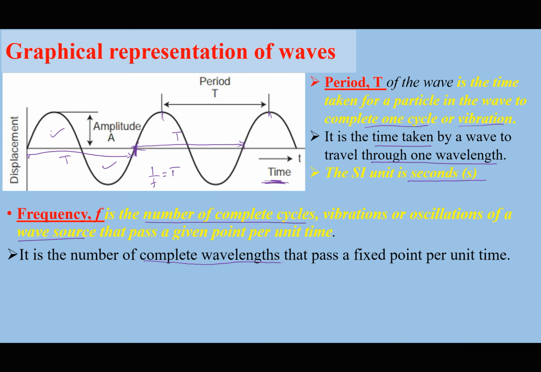Of course, the SI unit for frequency is the hertz that you mentioned in IGCSE. And since frequency is the reciprocal of the period, the unit hertz is the same as the unit per second, because frequency is equal to 1 over T, as you mentioned in IGCSE. Okay, so that is the graphical representation of a wave, and I think this is IGCSE knowledge.